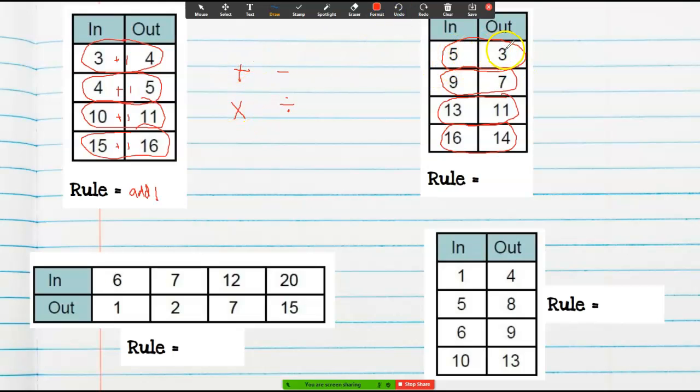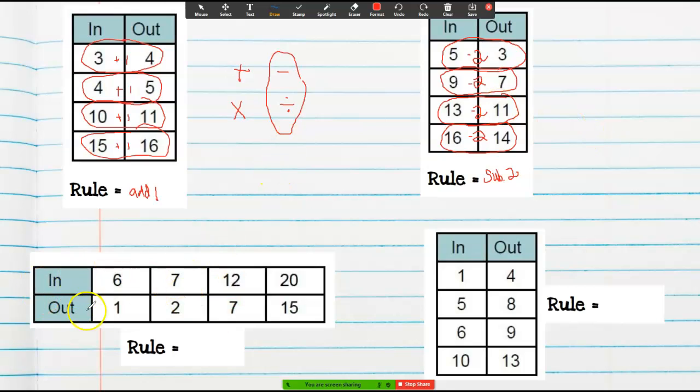I know here they're going from 5 to 3, 9 to 7, so they're going backwards, so I know that's either going to be subtraction or division. Okay, well, it's pretty obvious here. 5 to 3. I know if I take away 5 minus 2, I get 3. 9 minus 2, I get 7. 13 minus 2 is 11, and 16 minus 2 is 14. So I know the rule here is subtract 2. Okay?